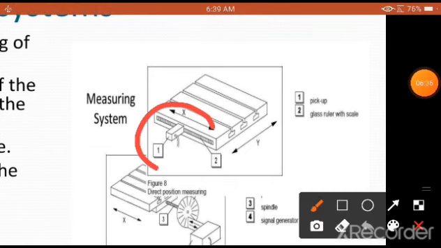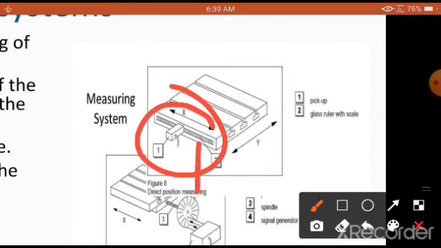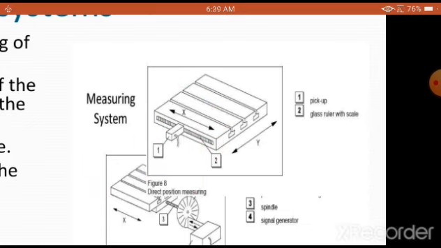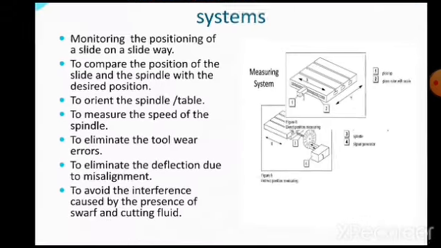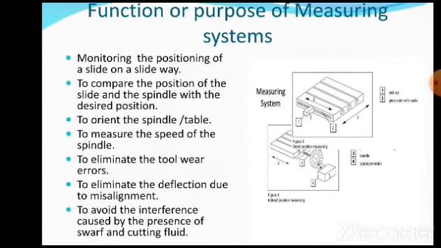So this is called an engraving. These are called a graduated scale, and this is a sensor which is going to sense, and that signal is sent to the control unit to take the necessary action in connection with the movement of the table, whether it is carried out as per the programming instructions. The third important function is to orient the spindle or the table. To orient means to position it properly as per the programming instruction. That is very, very important.